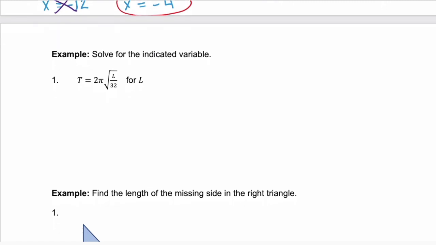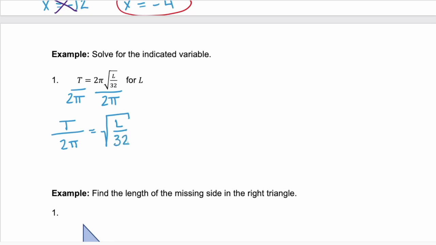In this example, we're asked to solve for the indicated variable. So t equals 2 pi times the square root of L over 32, and we're solving for L. So we need to start picking away at that square root. So let's isolate the square root. First thing is to get rid of the 2 pi that's multiplied, so we can divide by 2 pi. So the left-hand side becomes t over 2 pi equals the square root of L over 32.